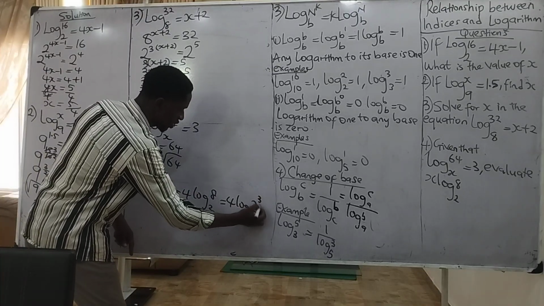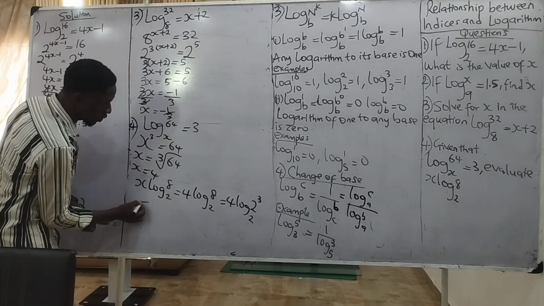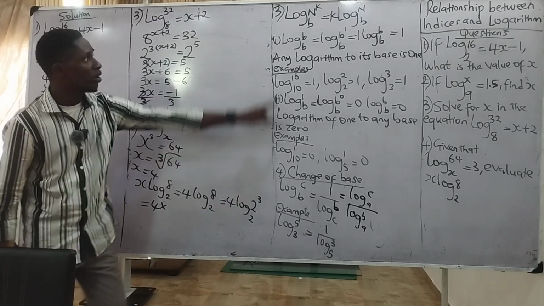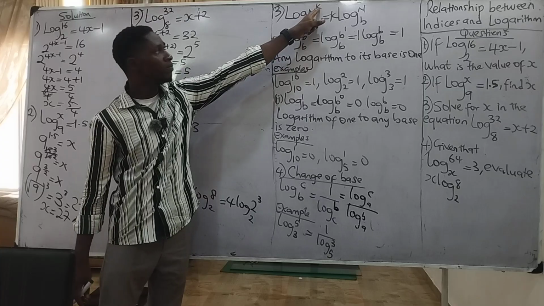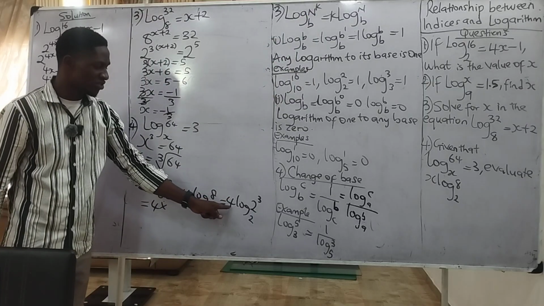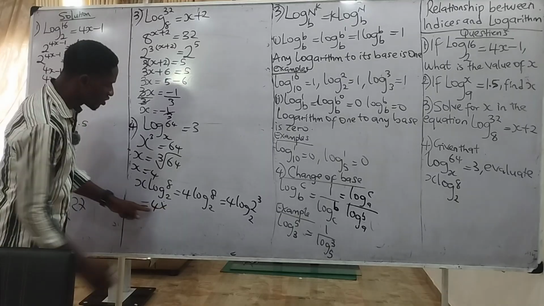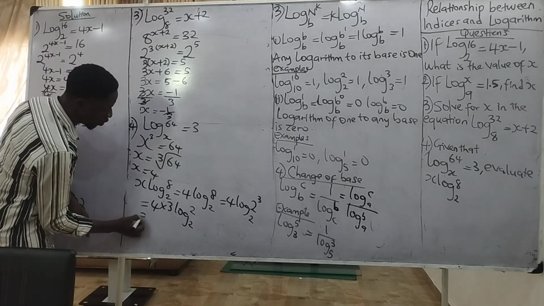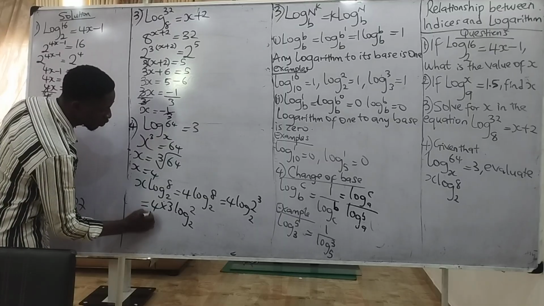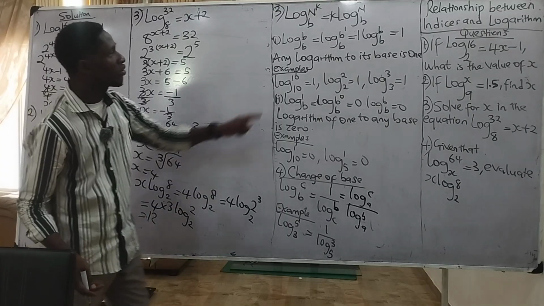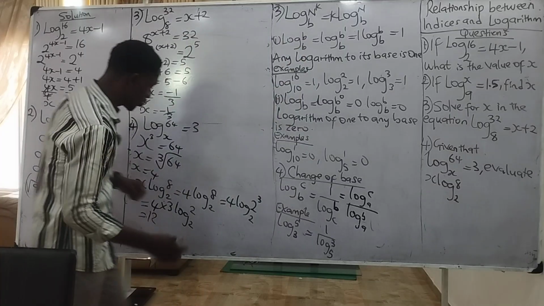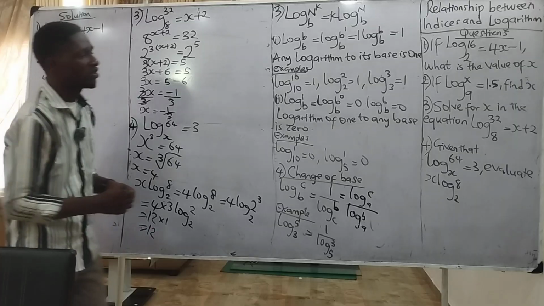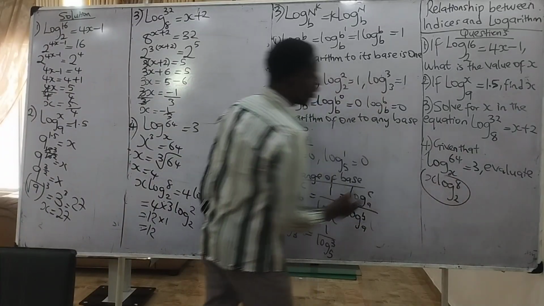2 raised to the power of 3 in base 2 is equal to 4, then times, in one of our laws, the power law, when you have a power here, you bring it in front. But there's a number already here, which is 4. So this is 4 times 3 log 2 in base 2, which is 4 times 3, 12. Any logarithm to its base is 1. So we have 12 times 1, which is equal to 12. And that is the answer for this particular one here.